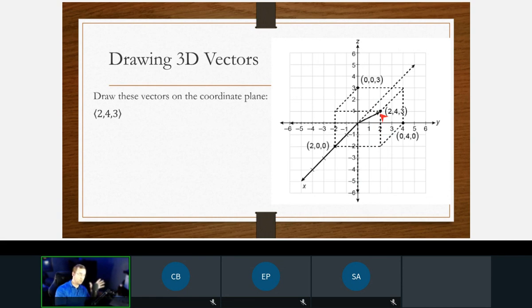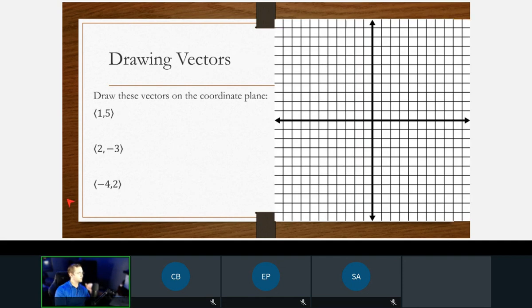So good news is you don't have to do this on your test. In fact, on your test, you don't have anything in 3D that you have to worry about. But I just wanted to show it. So let's look at 2D ones. We'll do the first one together.